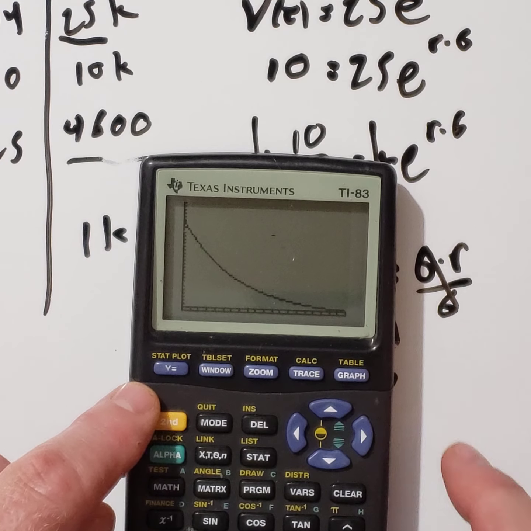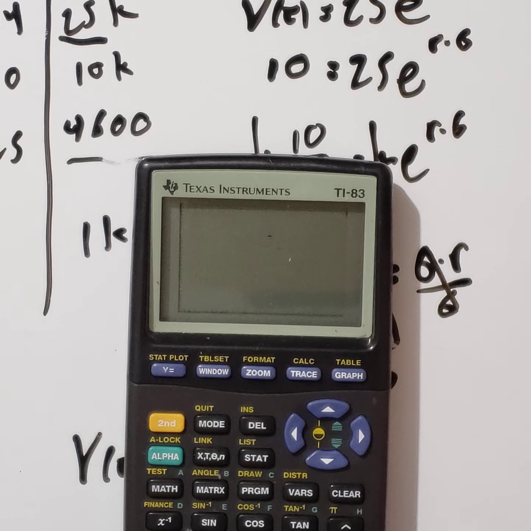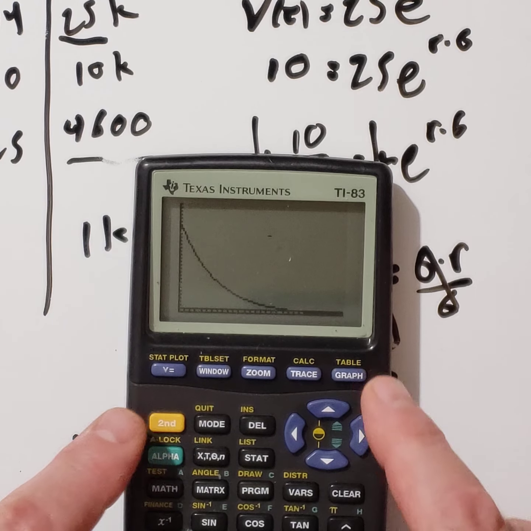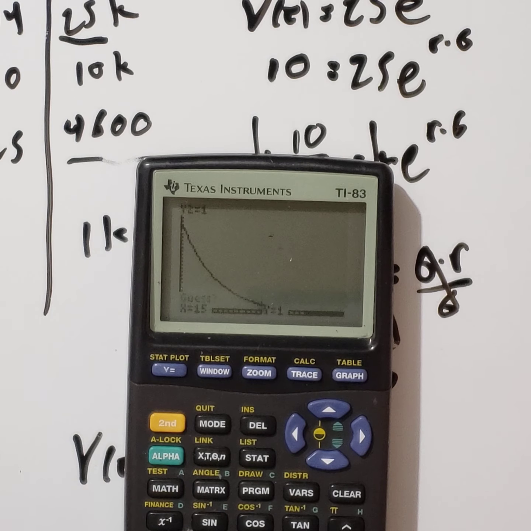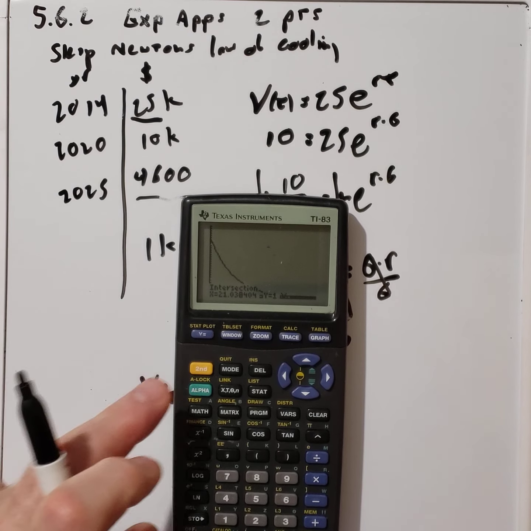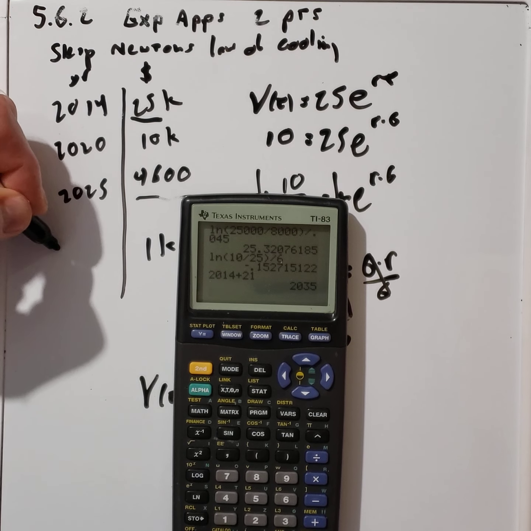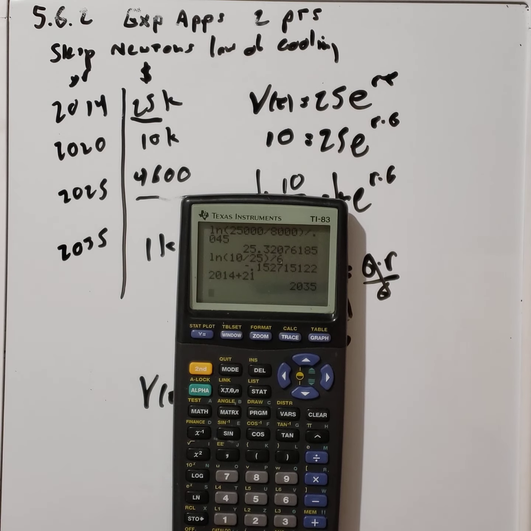We can tell those graphs are going to intersect, but we do have to go out a little bit further. So I'm going to extend that to 30. See if we can find that intersection point. Second trace 5, enter, enter, enter. And we see that after 21 years, so 21 years after 2014. Oh, you're going to make me think. 2014 plus 21. In 2035, our car will be worth $1,000.